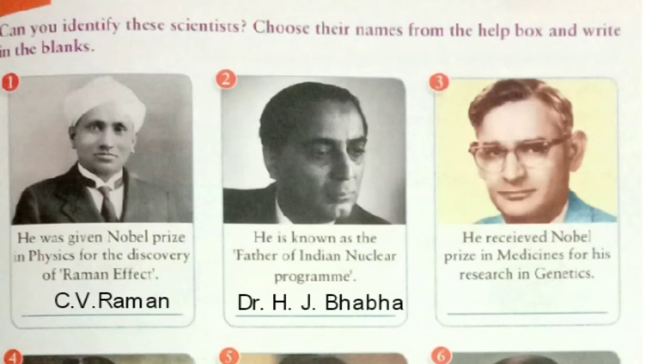Now let's see question number 3. He received Nobel Prize in Medicines for his research in genetics. He was Dr. Hargobind Khurana. Please write the answer here. And scholars, he was awarded with the Nobel Prize in Physiology or Medicines in 1968 jointly with Robert W. Hawley and Marshall.